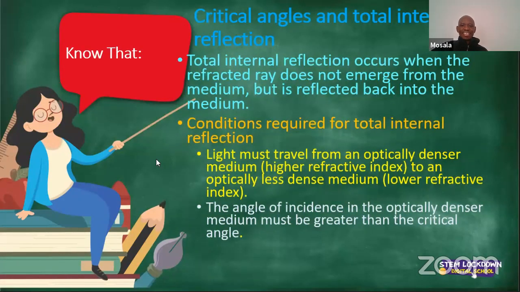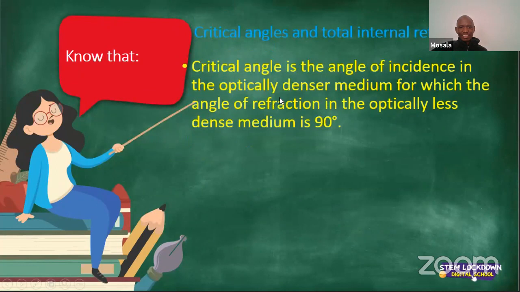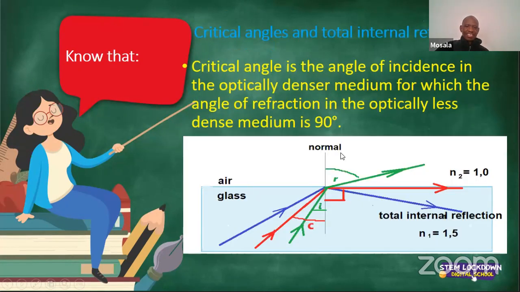The critical angle is the angle of incidence in an optically denser medium, for which the angle of refraction in an optically less dense medium is 90 degrees. If you look here, let's consider this green light. This is the angle of incidence, and this will be the angle of refraction.